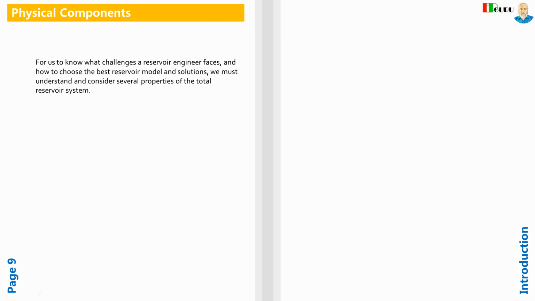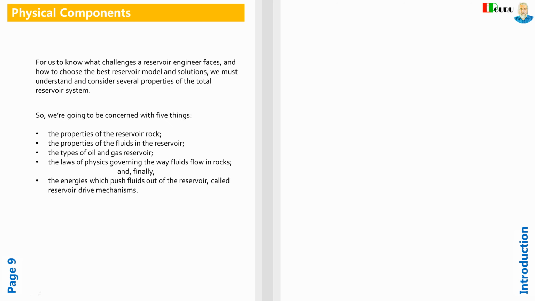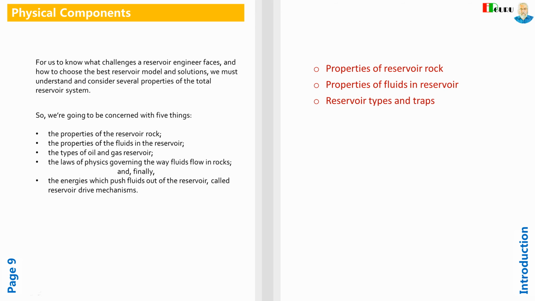For us to know what challenges a reservoir engineer faces and how to choose the best reservoir model and solutions, we must understand and consider several properties of the total reservoir system. So we're going to be concerned with 5 things: the properties of the reservoir rock, the properties of the fluids in the reservoir, the types of oil and gas reservoir, the laws of physics governing the way fluids flow in rocks, and, finally, the energies which push fluids out of the reservoir, called reservoir drive mechanisms.